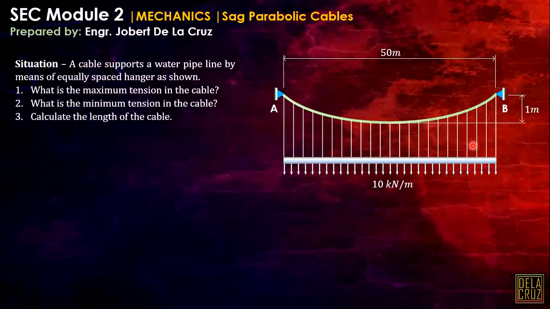Okay, now we will solve this sag parabolic cables problem, which is common also in our board exam. Looking at this situation, the cable supports a water pipeline by means of equally spaced hangers as shown. So when a pipe is supported by equally spaced hangers, that will probably create a parabolic cable, or it will form our cable into parabolic form.